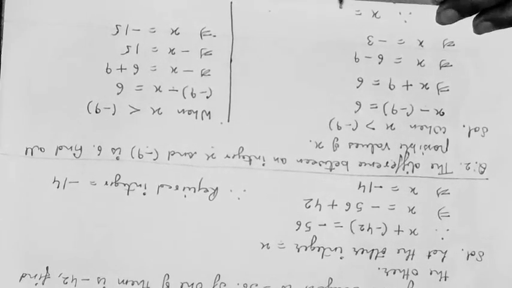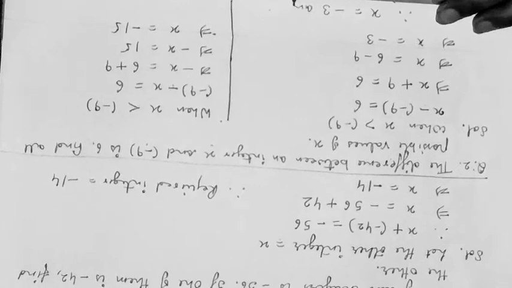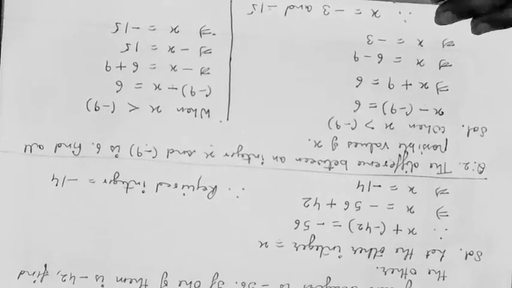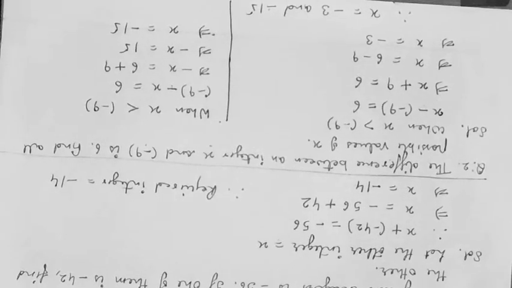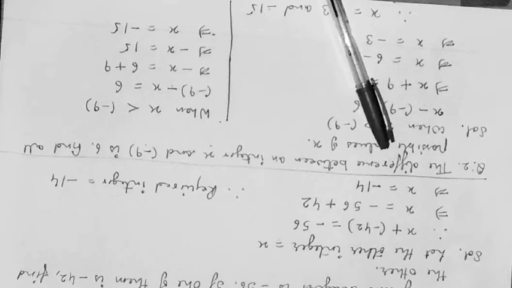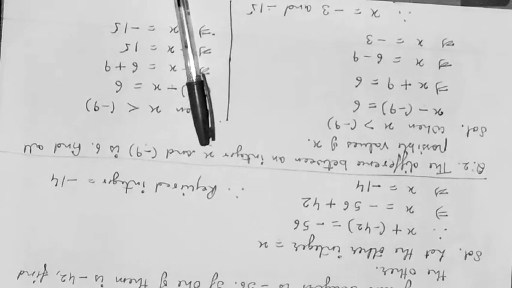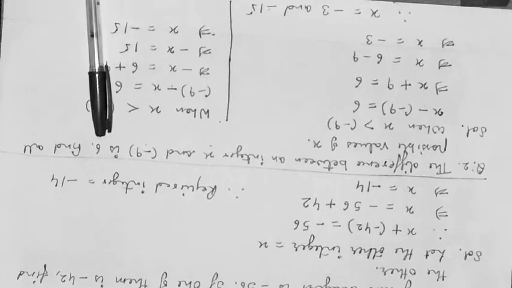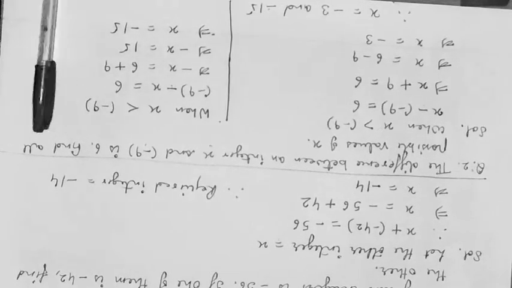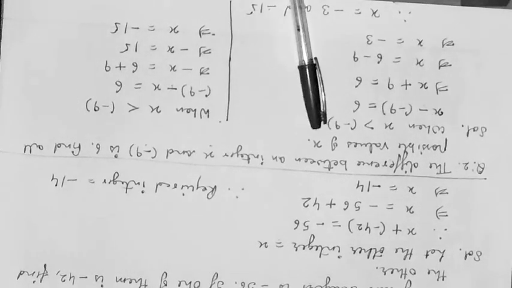Therefore, x is equal to -3 and -15. These are the two possible values of x. Once again, I am repeating the whole question. We are given the difference between two integers. Integers are x and -9, and the difference between them is given as 6, and we are told to find all the possible values of x.